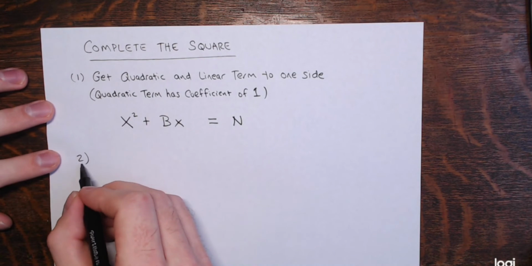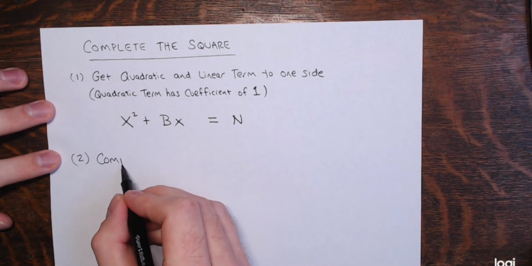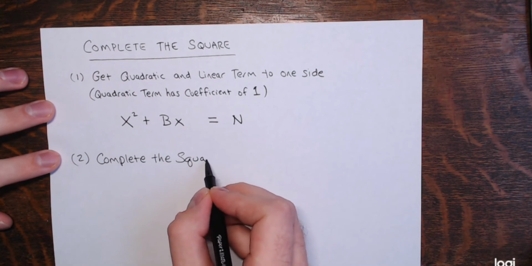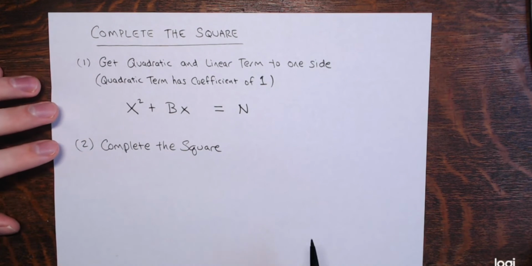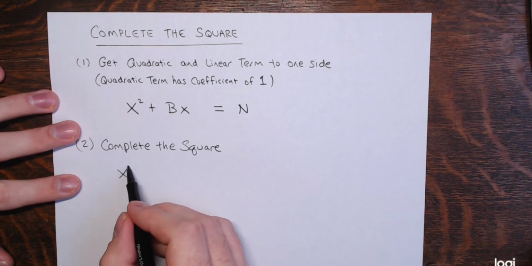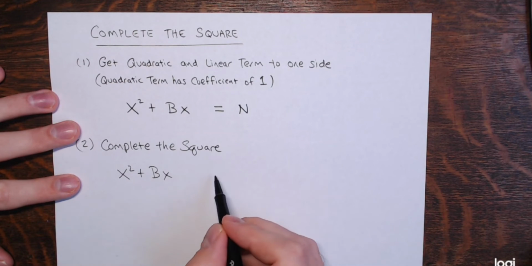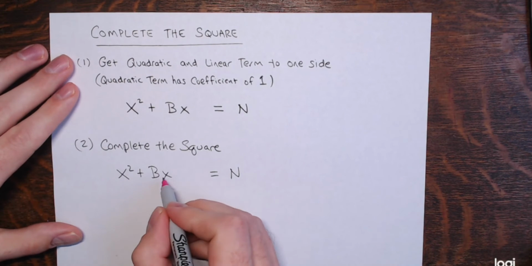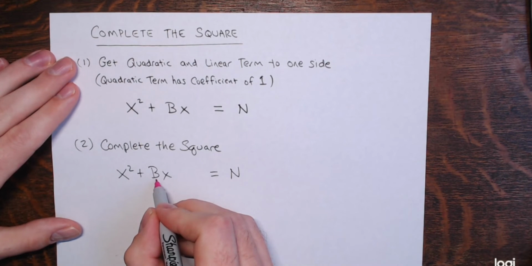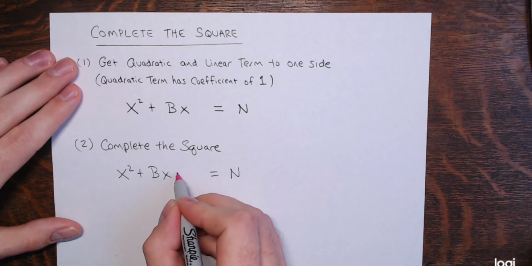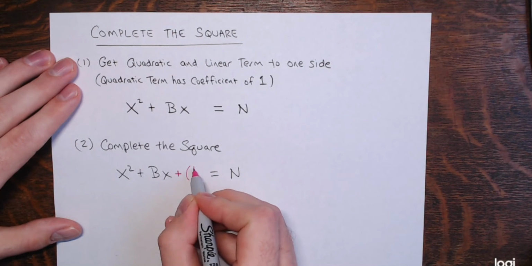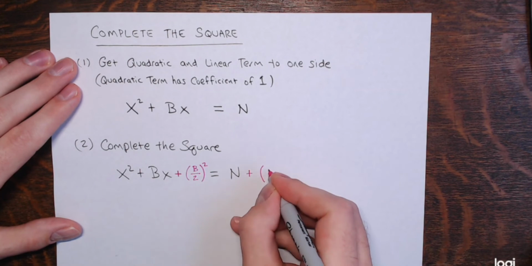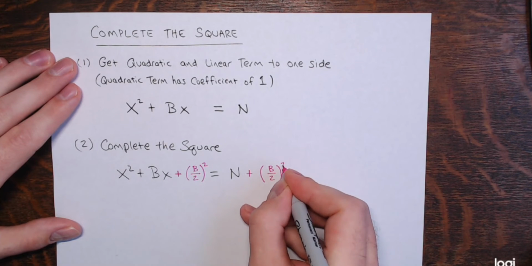All right, then complete the square on the left side. I'm hoping you remember how to do this from previous videos. You take x squared plus bx equals n. On the x squared and bx, you take half of b, and square it. This gets added to both sides. So b divided by 2 and squared, and again, it's an equation, so what you do to one side you must do to the other.